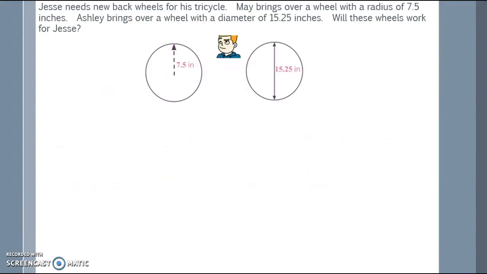Jesse needs new back wheels for his tricycle. May brings over a wheel with a radius of 7.5 inches. Ashley brings over a wheel with a diameter of 15.25 inches. Will these work for Jesse? Well, if I took 7.5 times 2, that would be a 15-inch diameter. So these will not work since they are not the same. One would be 15 inches and one would be 15.25 inches.